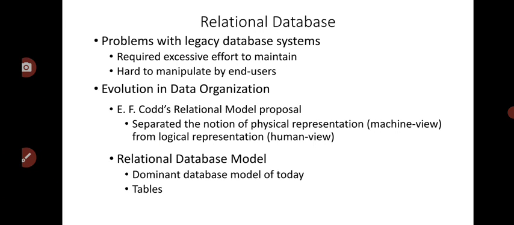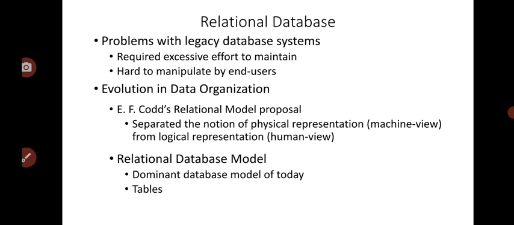So next we come across the relational database model. The problems with legacy database systems were that they required excessive effort to maintain and were hard for end users to manipulate. Evolution in data organization: E. F. Codd's relational data model proposal separated the physical representation, the machine view, from the logical representation, that is the human view. The relational database model is the dominant database model of today. And the relational database model is concerned with how the data will be stored inside the database management system.